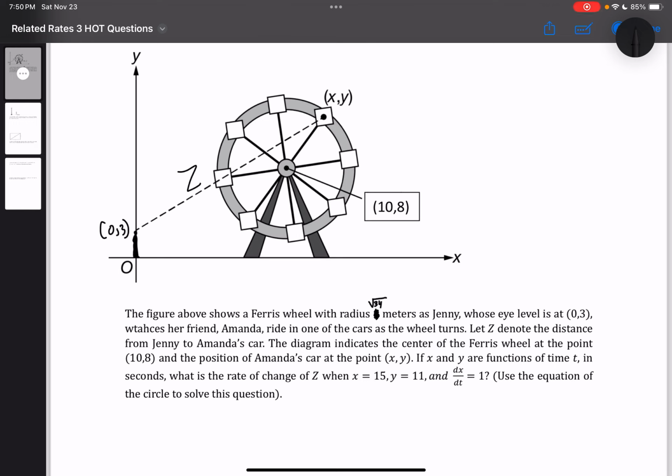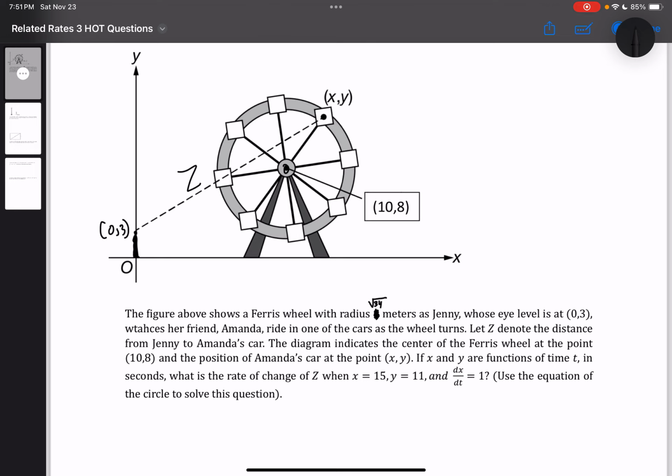So basically this is the Z distance I'm looking for. The diagram indicates the center of the Ferris wheel at the point (10, 8). So the coordinates of this center over here is (10, 8). And the position of Amanda's car at the point (x, y). If x and y are functions of time in seconds, what is the rate of change of z when x is equal to 15, y is equal to 11, and the rate of change of x is equal to 1? And then they asked us to use the equation of the circle to solve this question.